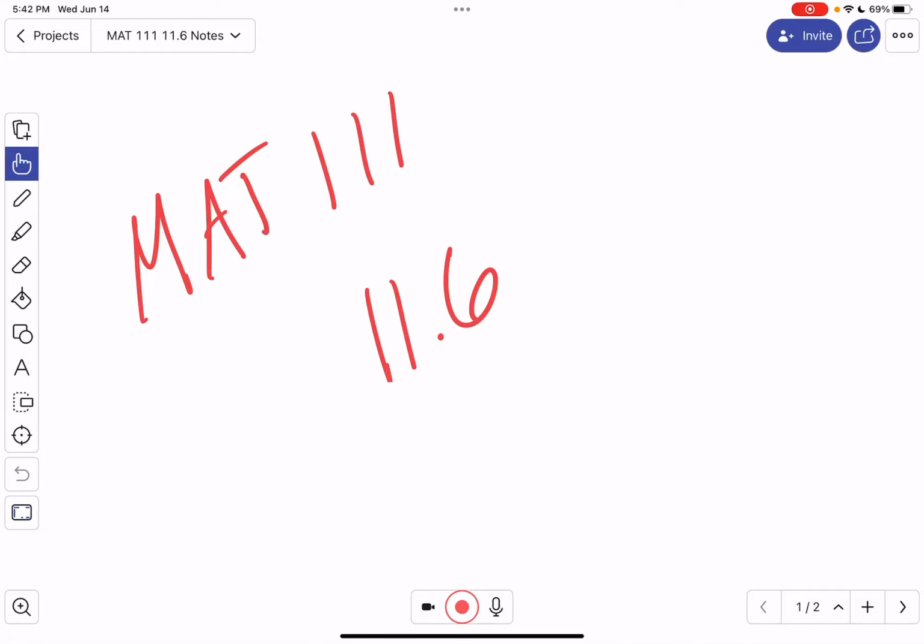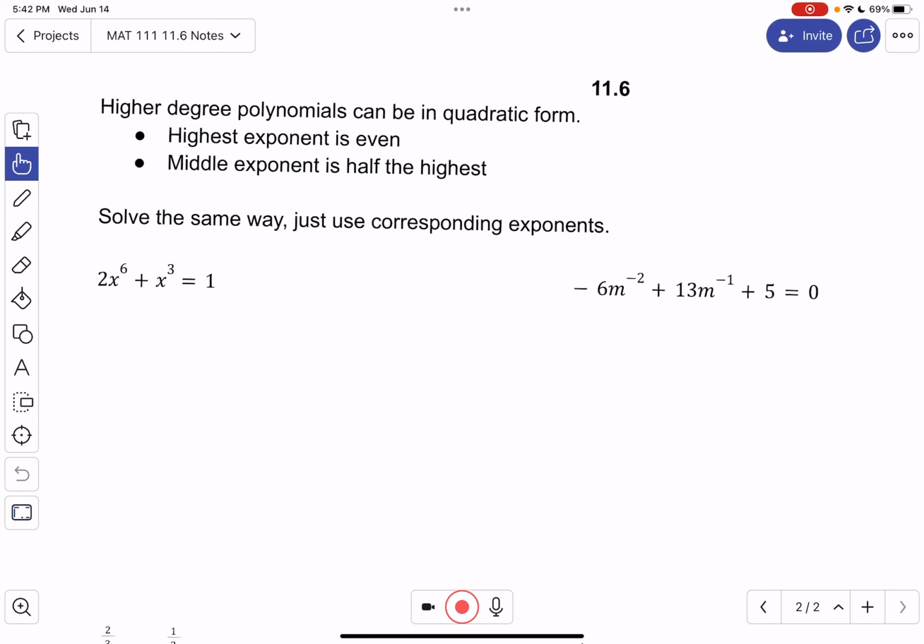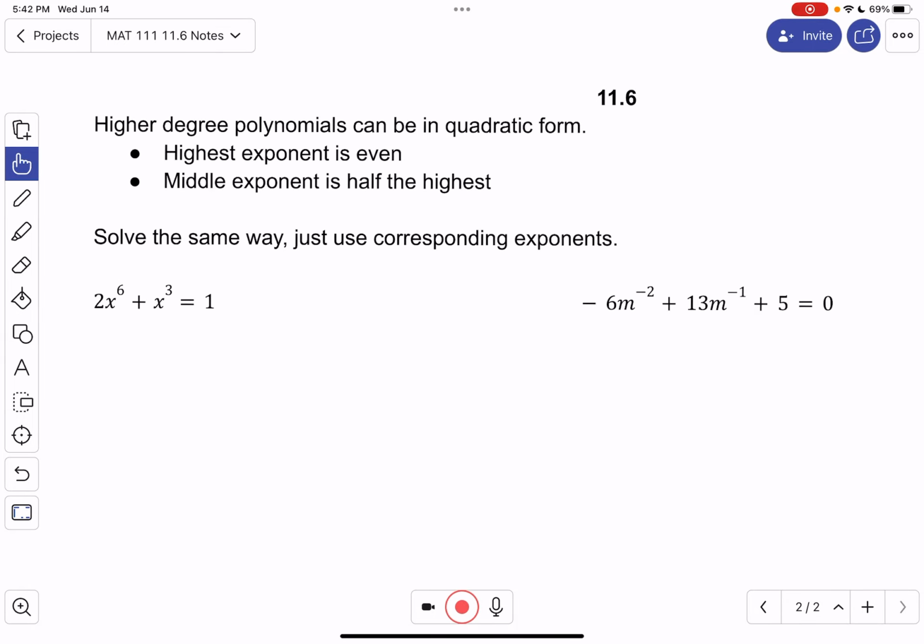Okay, 11.6 solves higher degree polynomials that look similar to quadratic form. So if you have a trinomial, so 3 terms, where the highest exponent is even, and the middle exponent is half of that highest, you can solve it exactly like a quadratic equation. There's just one extra step at the end.